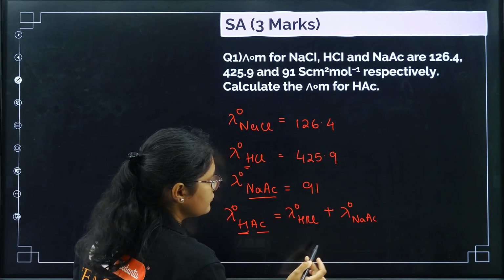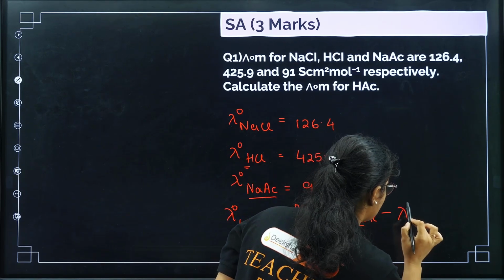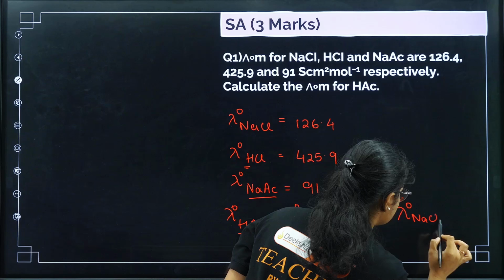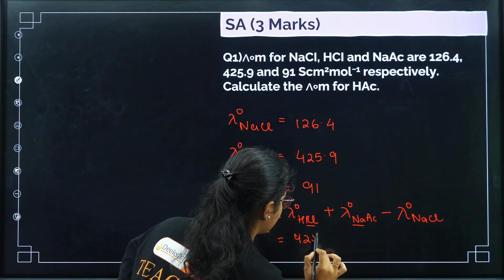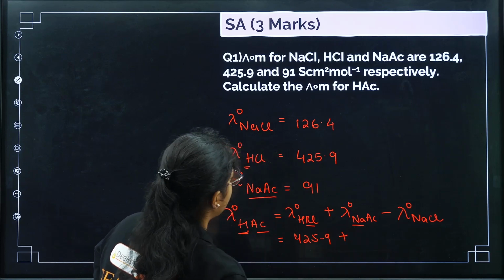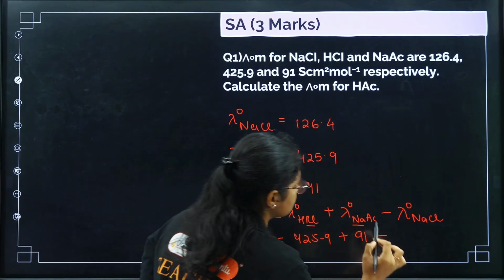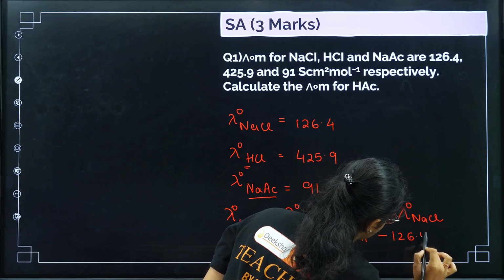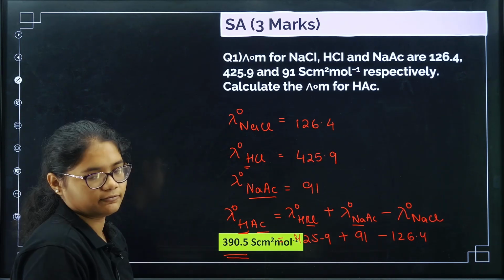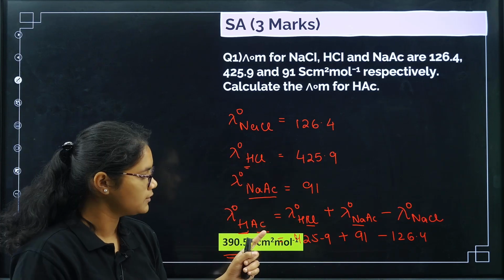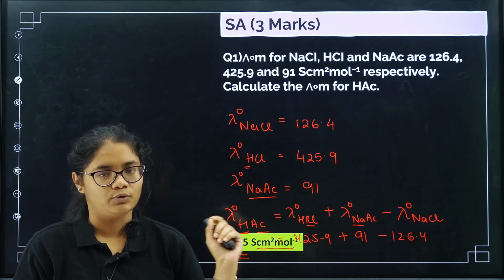Now if you see here, what extra are we getting? Na and Cl, so we will subtract this one, lambda naught of NaCl. Okay, so HCl value is 425.9 plus NaAc value is 91, and then minus NaCl is 126.4. If you solve this, we'll get around 390.5. Just write these substitution values and units, please do not forget S cm square mole inverse.